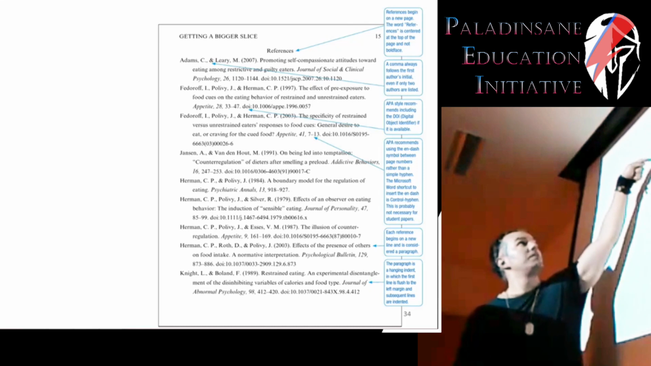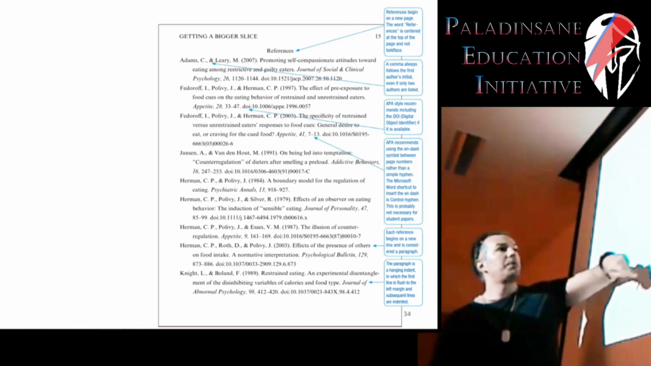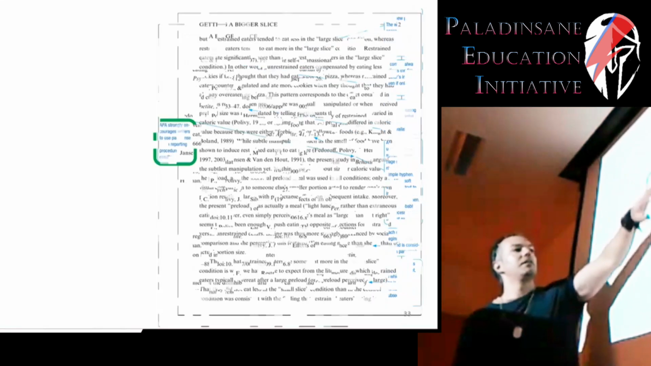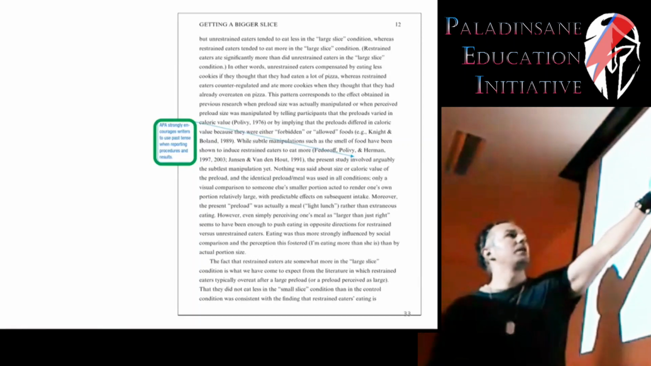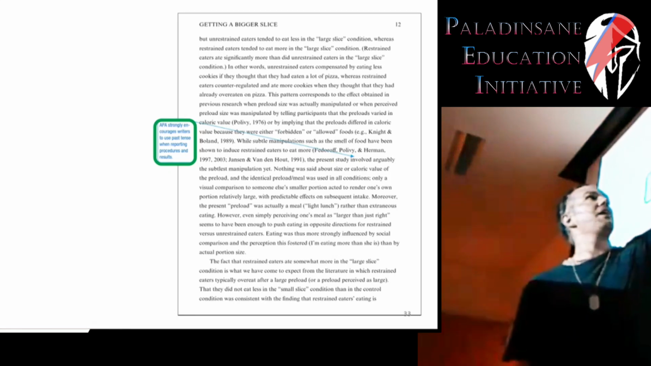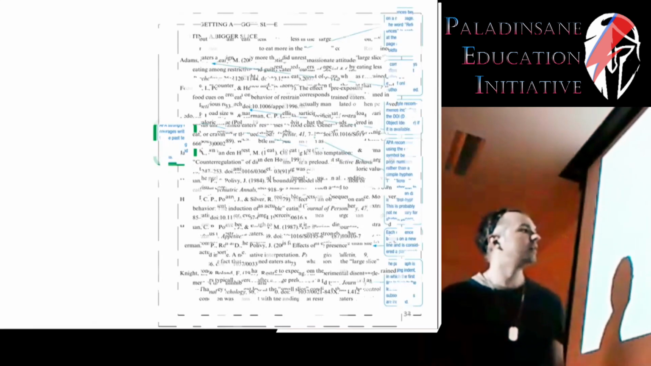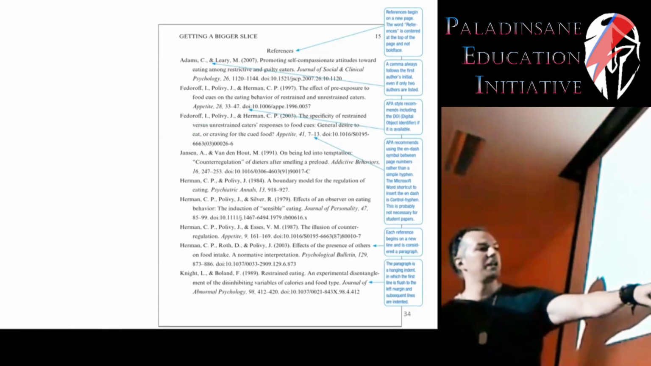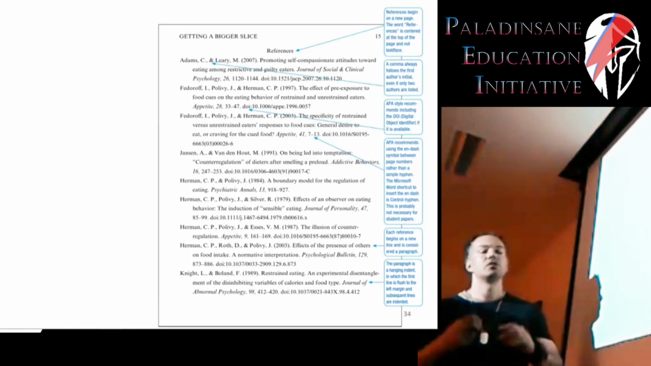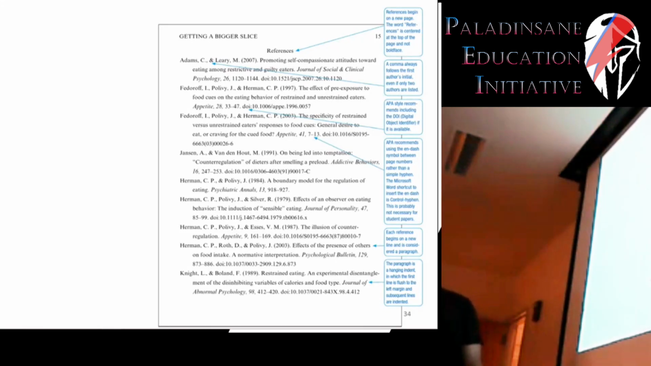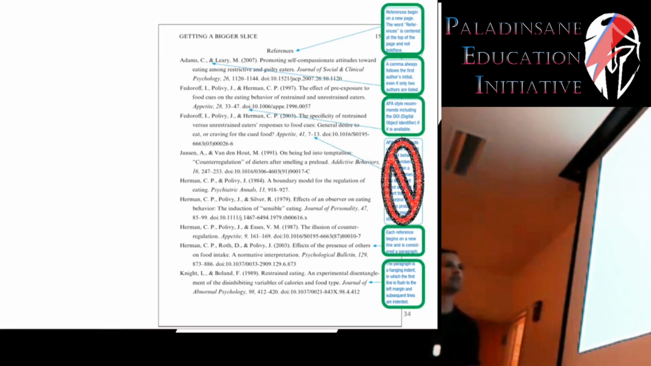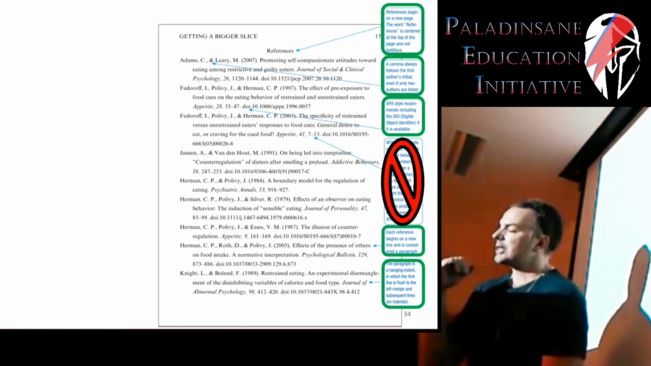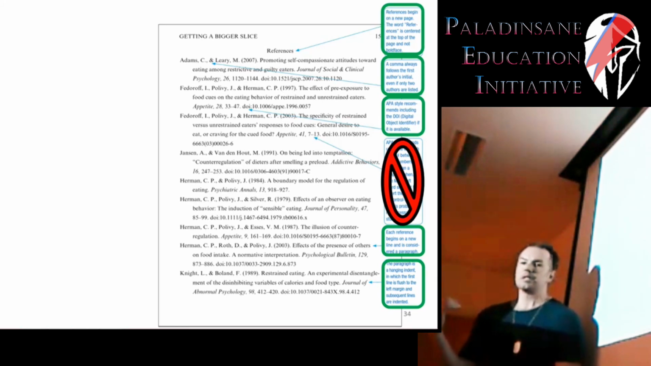So each one of these names appeared somewhere in the body of the text, right? So Knight and Boland, 1989. If Knight and Boland is mentioned here, they better have, there it is, Knight and Boland here in the references. So it's got to have that one-to-one correspondence. And there are a ton of rules about references. That one you don't need. But there's tons of rules about references.